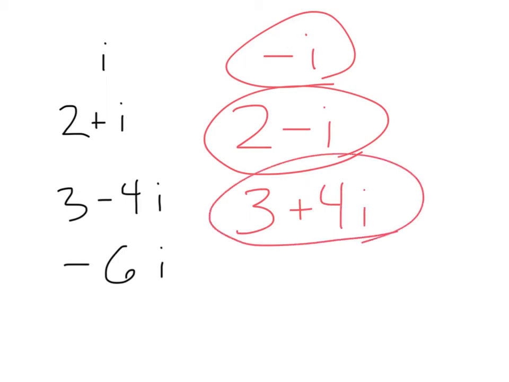Here we have negative 6i. The opposite of that is positive 6i. Got the hang of it? Awesome. Let's see how we can simplify some problems.